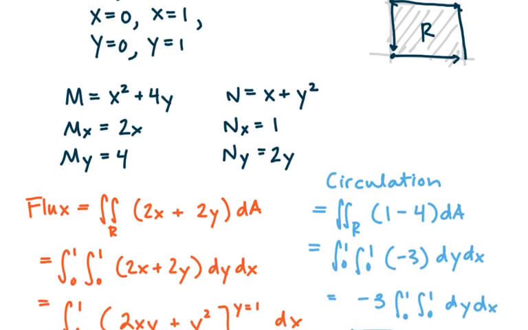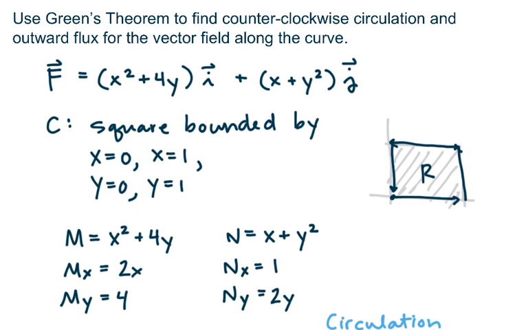So that concludes our example where we used Green's theorem to find both the flux, we did the outward flux first, and then the counterclockwise circulation second.